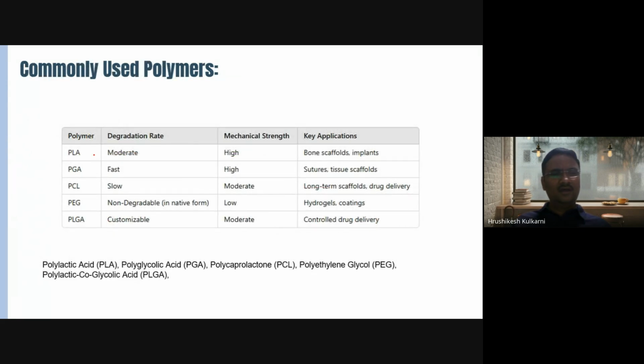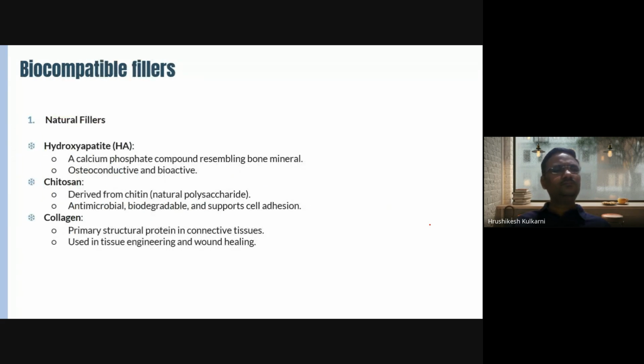In short, I have summarized this into a table where I have listed the names of the polymers, their degradation rate, their mechanical strength, and their application. After the end of this presentation, your coordinator will share my PPT with all of you. You can go through those slides, and some questions will come from this in your examination for certificates.